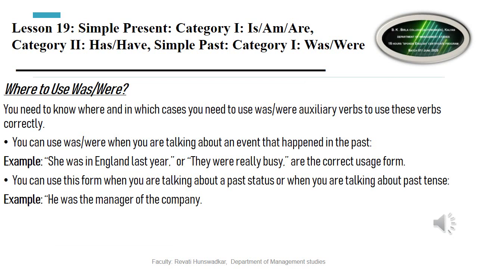So next is where to use was and were. You should know in which cases you need to use was and were as auxiliary verbs. You can use was and were when you're talking about an event that happened in the past. For example, she was in England last year, or they were really busy. Or else, you can use this form when you're talking about a past status or past tense. He was the manager of that company.